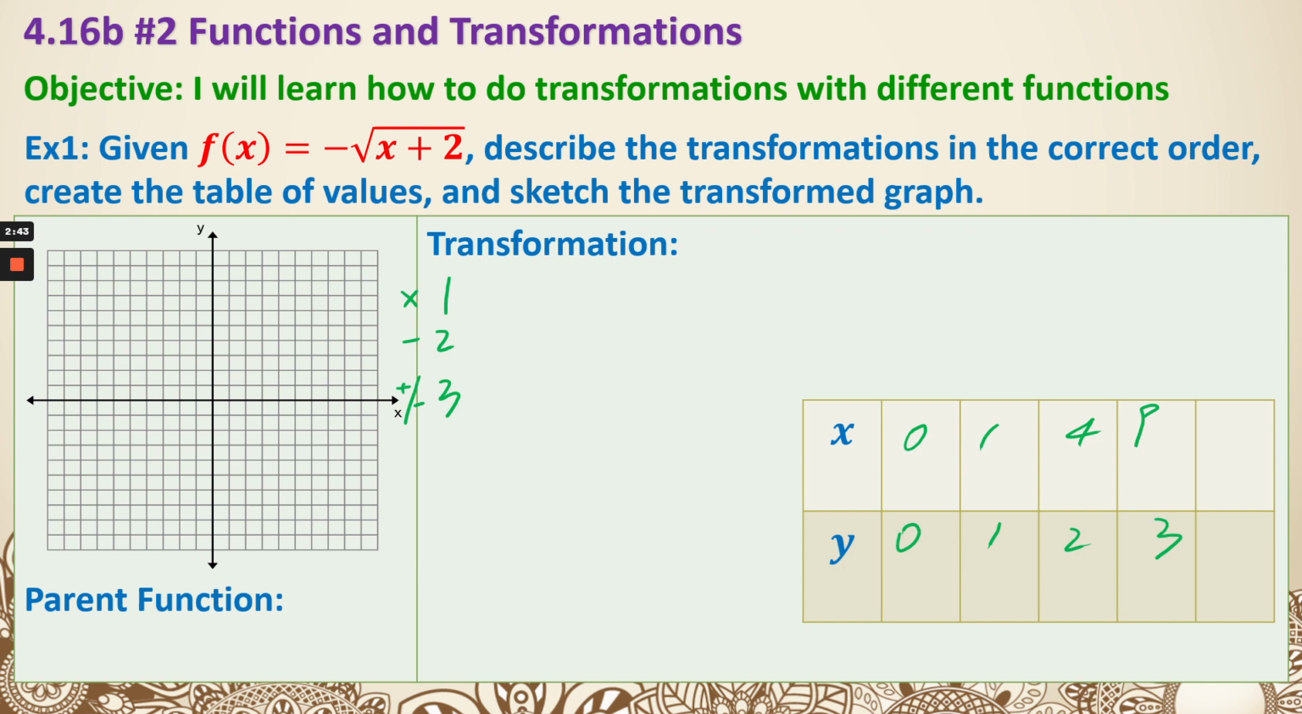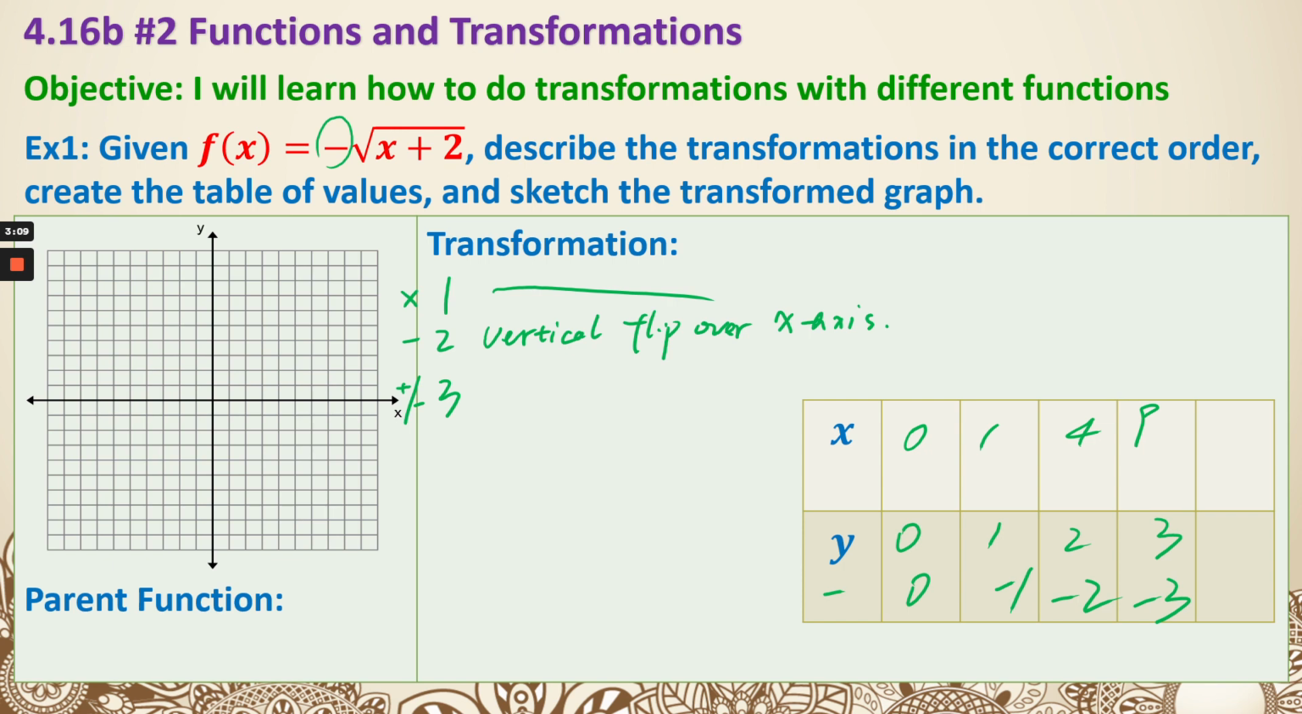Now, first, let's check. We don't have any multiplication, so no number 1. We do have a negative sign. It is in the front, so it's going to be a vertical flip over the x-axis. In that case, that means we're changing all the y values into negative, so 0, -1, -2, and -3.